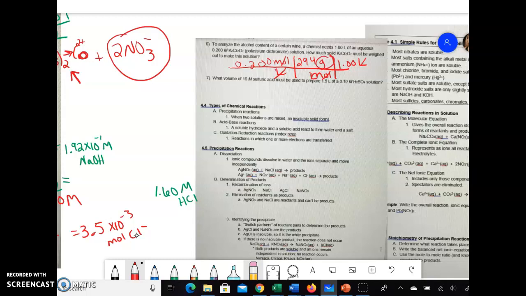And then the last one is just M1V1 equals M2V2. You can plug those in as well. And we'll talk more in detail about how to do those actual dilutions in class.